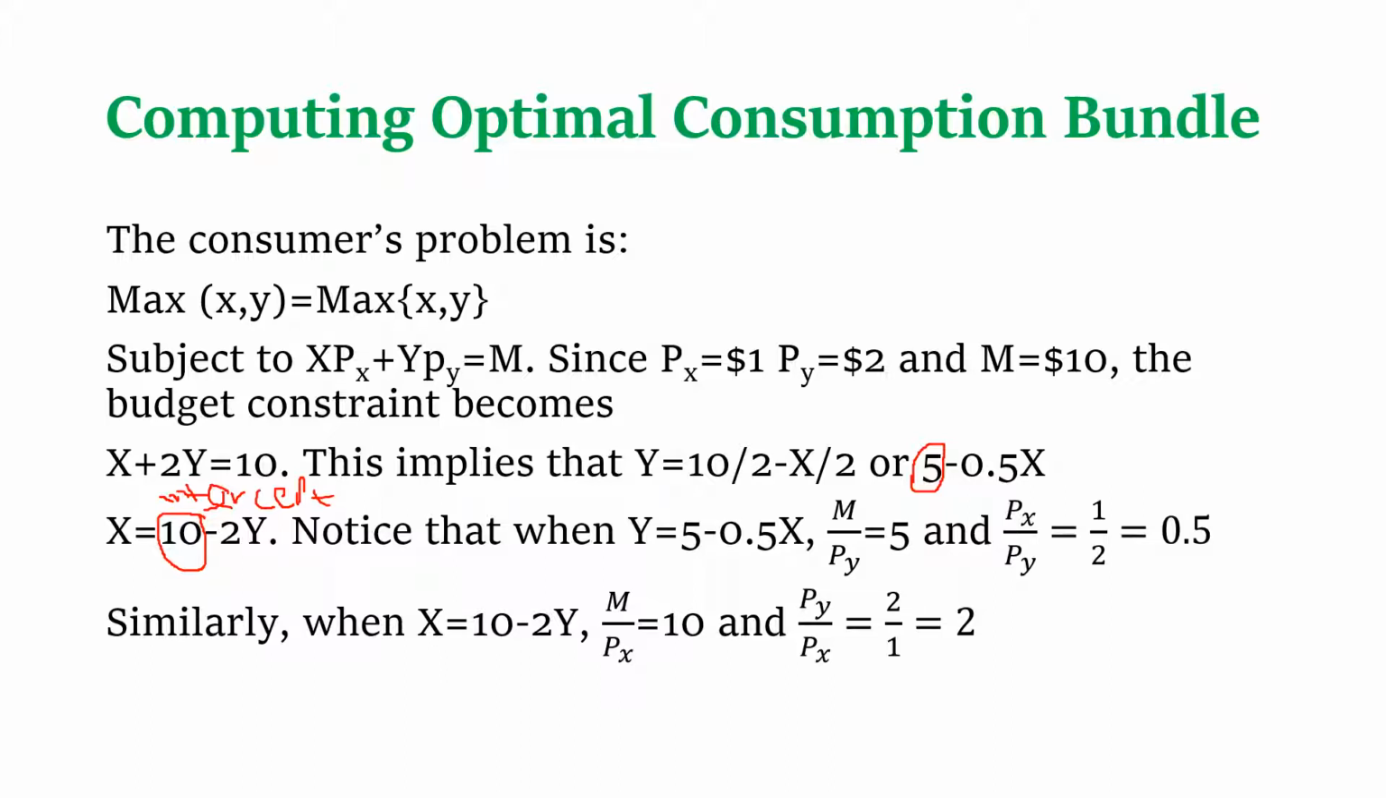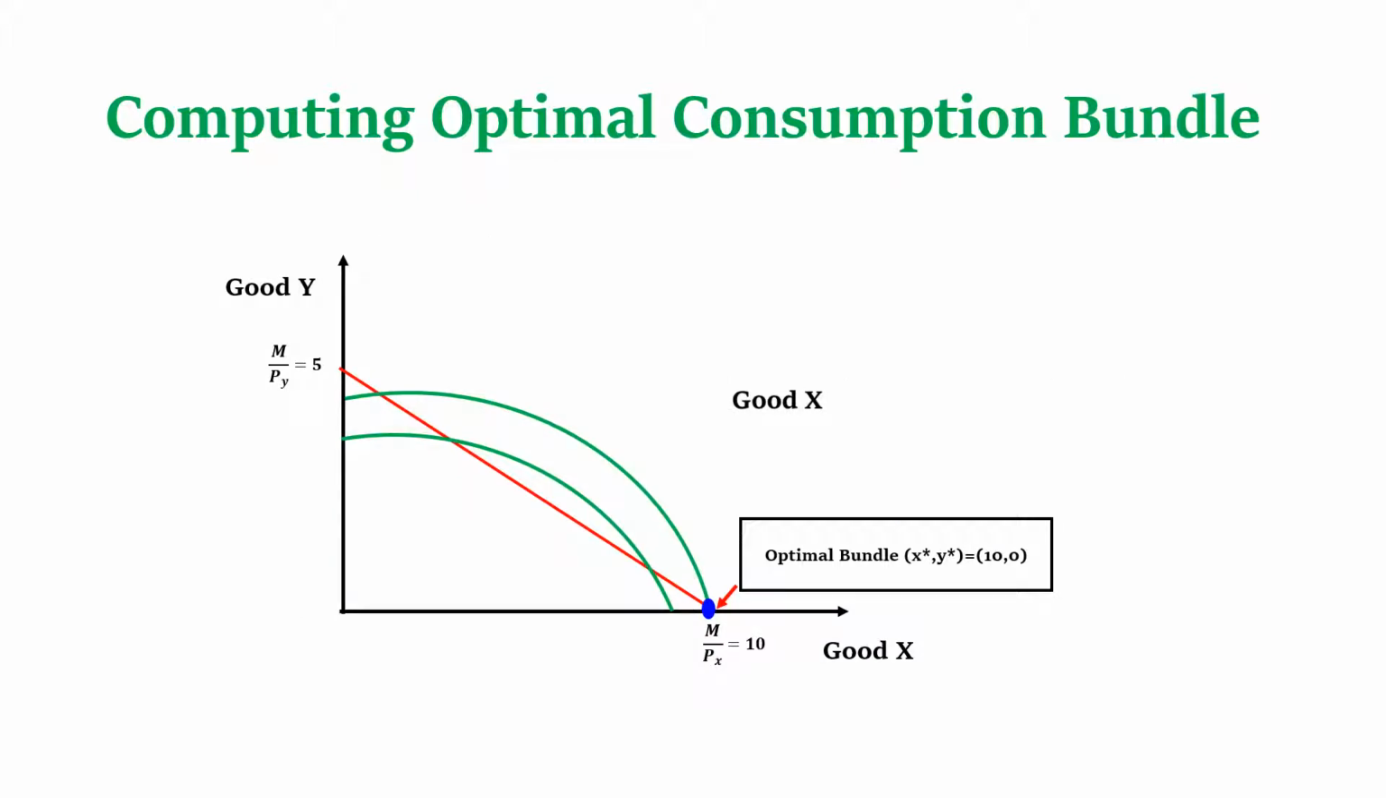Right? So we're going to use these values to construct our budget constraint. Now, if we do that, we have the utility function here, which is the max function. You see, it is clearly non-convex. Now, on the horizontal axis, we have m over px here, which is 10, right? And then we have m over py here, which is 5. This blue point here is the optimal bundle.